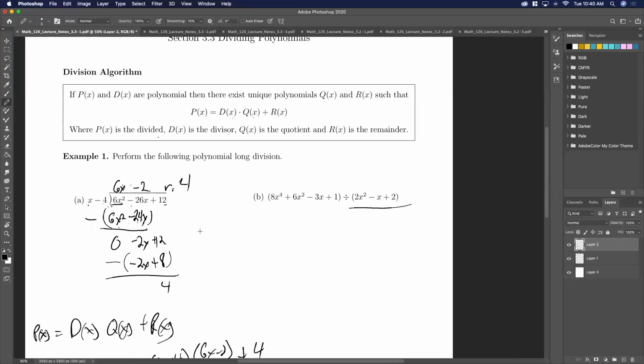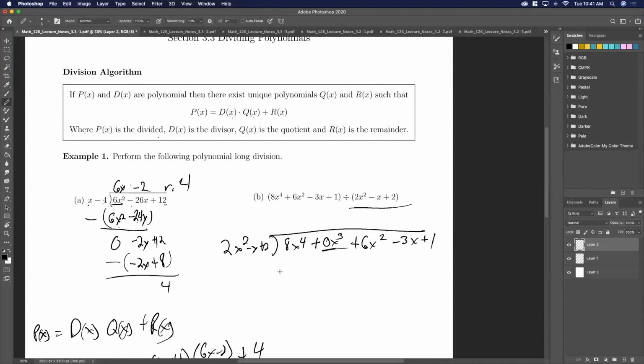So let's crunch through this. And so here, I'm going to rewrite this in long division form. So I'll have 2x squared minus x plus 2 dividing into 8x to the 4th. I'm going to plug in a 0x cubed. Technically, this is 0x cubed. This is important to do, especially when you do synthetic division. Plug in your non-existent terms so you don't goof something up.